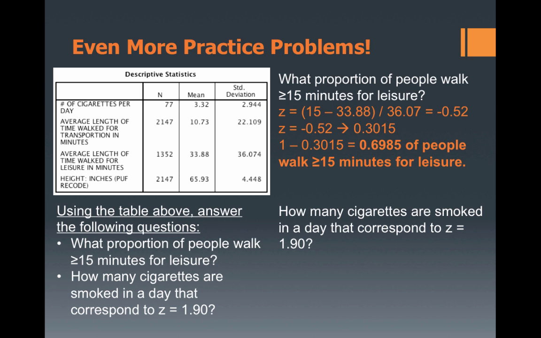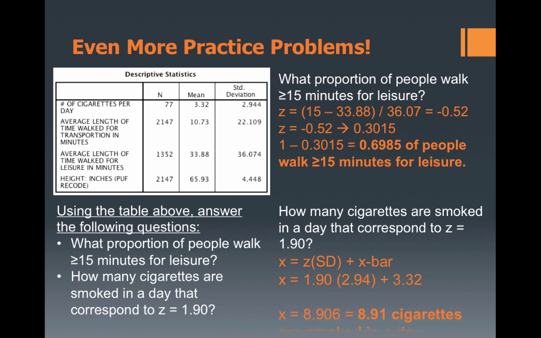So we need to convert and manipulate our z-score formula so that our individual score is equal to our z-score times standard deviation plus the mean. And then we just go ahead and plug and chug. Number of cigarettes smoked equals 1.90 times 2.94, which is our standard deviation, plus our average number of cigarettes smoked, which is 3.32.